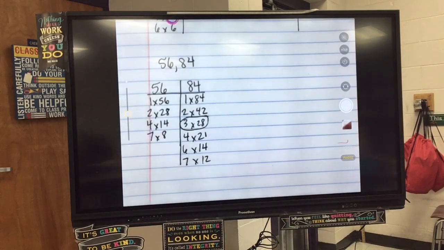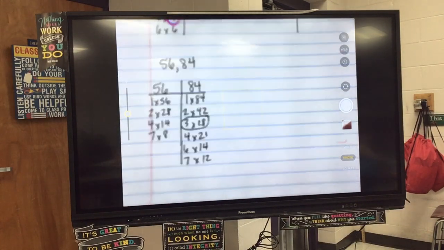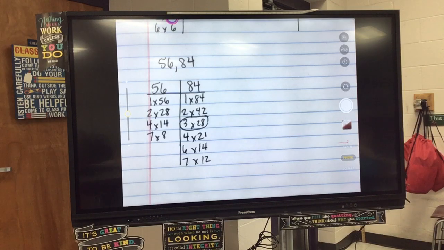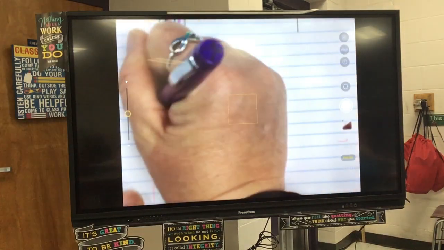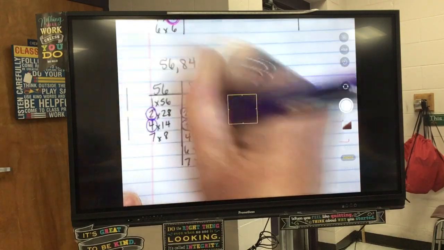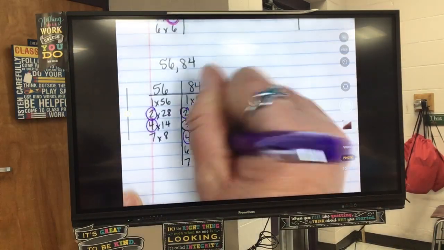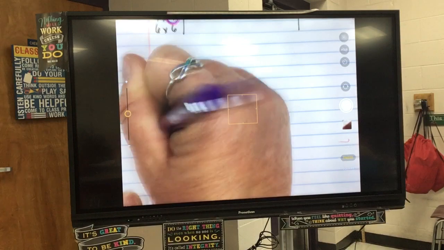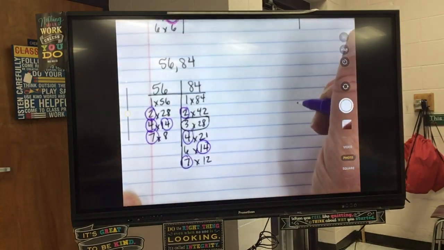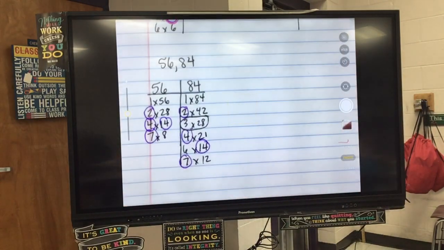We're going to find our common factors. What are my common factors without 28 in there? Addison. So what happens now if you don't do 28? Real. You don't get your actual GCF.